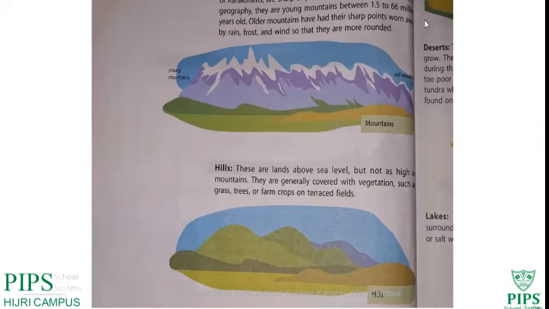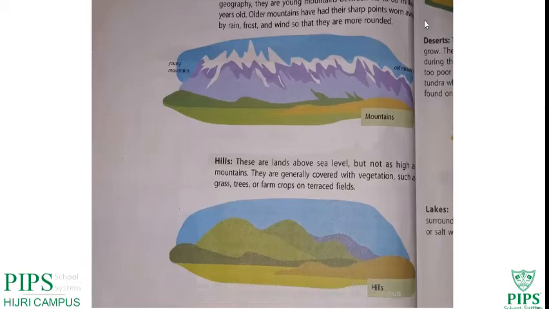Some mountains like the Himalayas or Karakoram are sharp or pointed. It means that in terms of geography, they are young mountains, between 1.5 to 66 million years old. Older mountains have had their sharp points worn away by rain, frost, and wind so that they are more rounded.